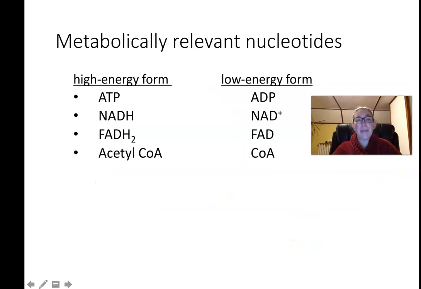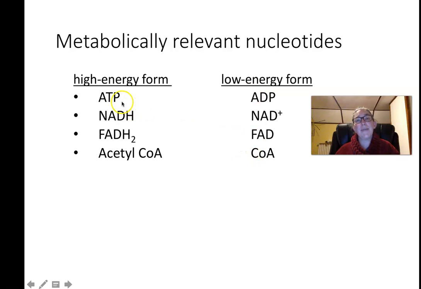So what is ATP? ATP is a molecule, and it's not the only important molecule in metabolism. So we're going to talk about these 4 different molecules: ATP, NADH, FADH2, and acetyl-CoA are 4 important metabolites. These are the high energy forms of them. There's also a low energy form of each one.